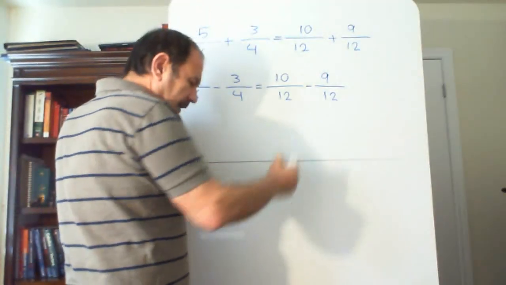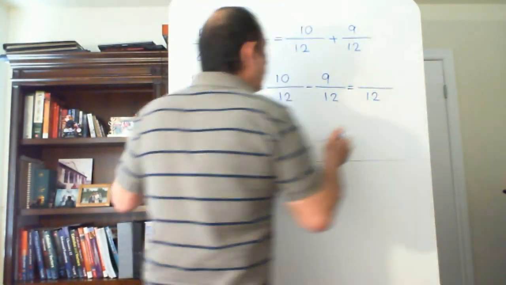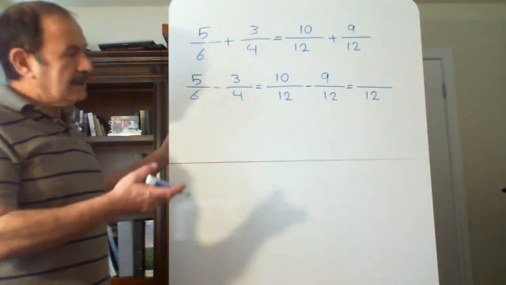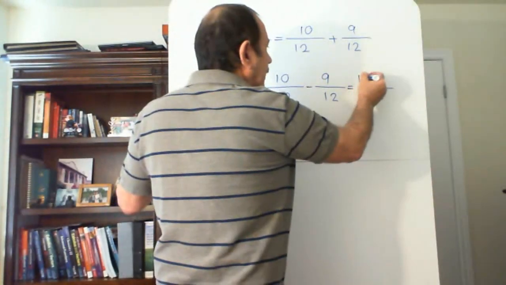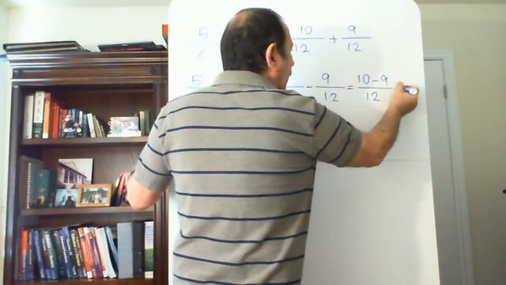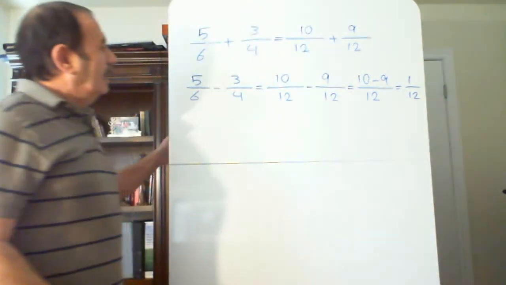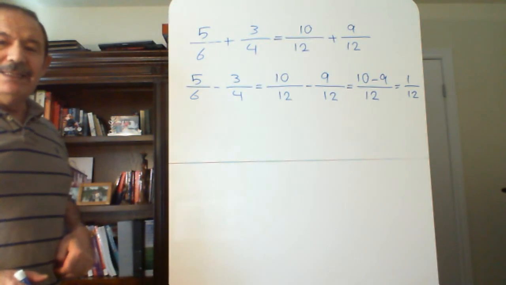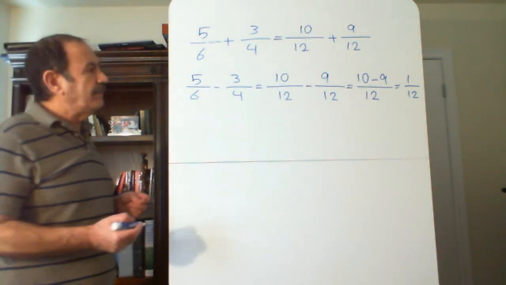Now we have the same denominator. Write the same denominator and do the algebraic addition of the numerators. Algebraic addition means addition or subtraction, which is going to be 10 minus 9. And the result is 1 over 12. This is another example of subtracting two fractions with different denominators. Let's do subtracting two negative fractions.